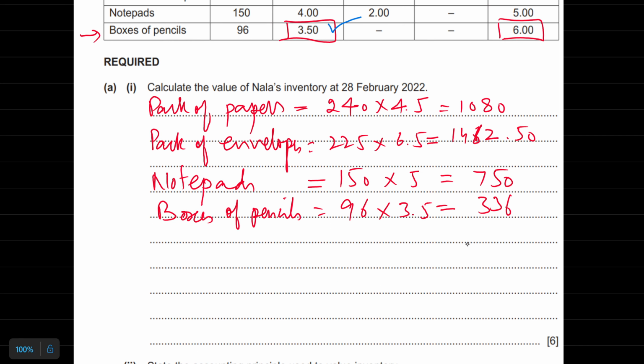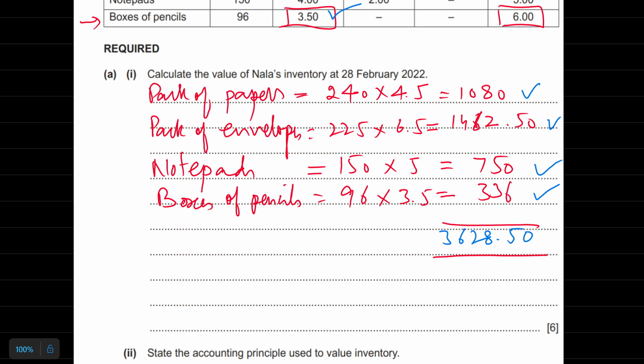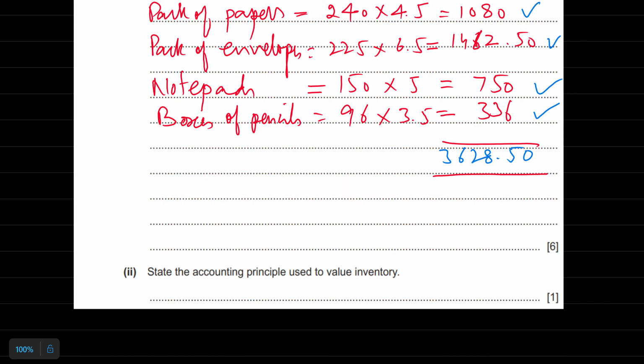Now students, get the total of all these values. 1080 plus 1462.5 plus 750 plus 336, and the total will be 3628.50. And in the next part, students, they have asked what is the accounting principle used, that is the prudence concept, as we have already discussed. Now let us move to the next question.